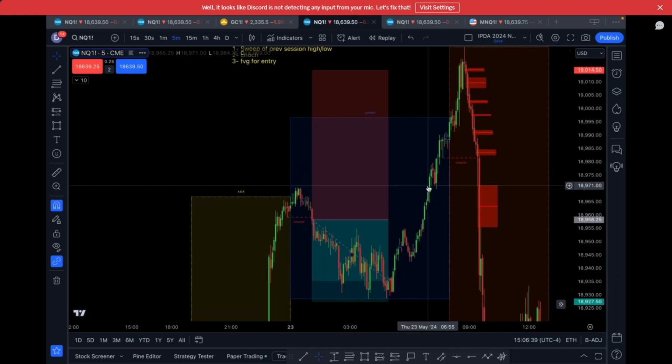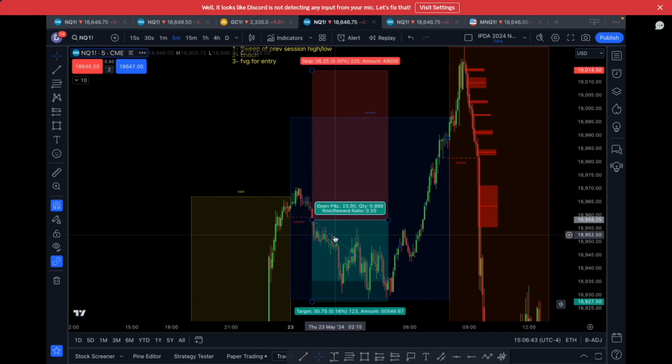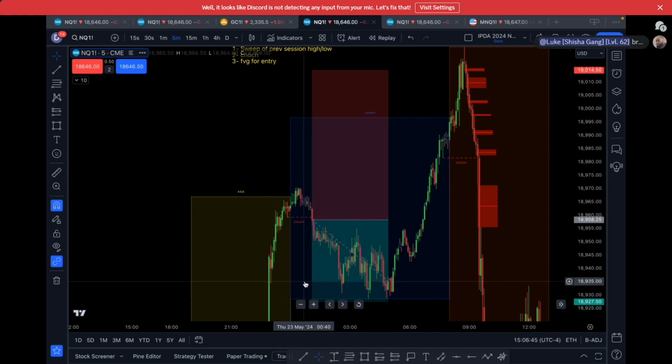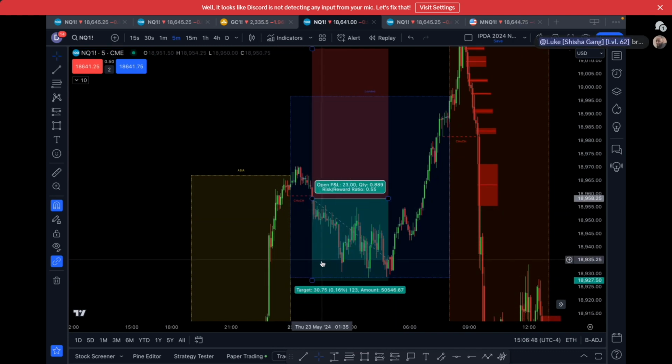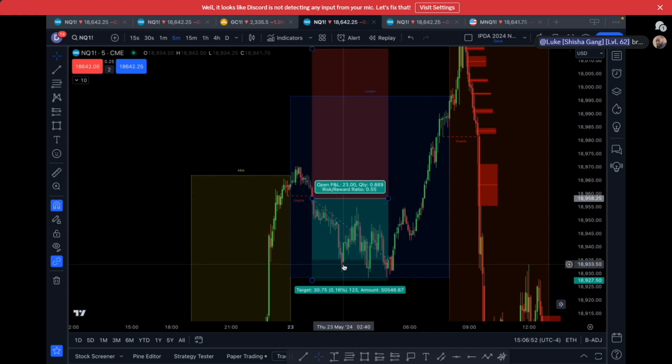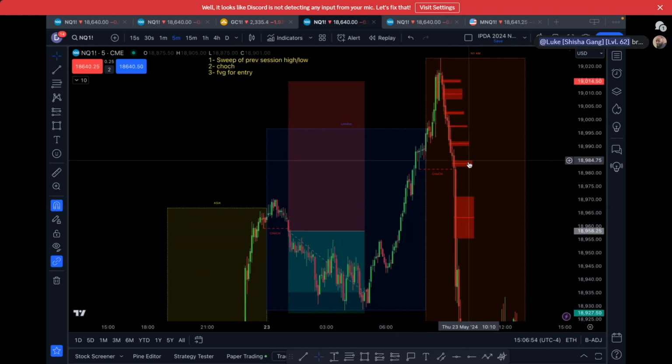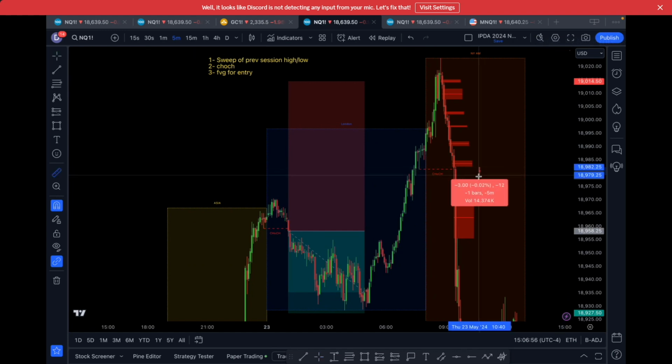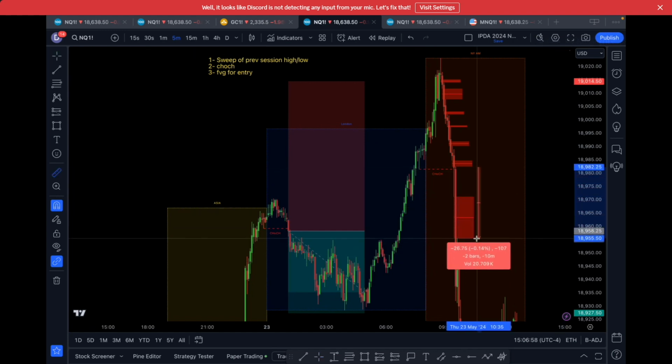But for London, as a general rule, if you want to trade any sweep setup in London, you're looking for 100 ticks, no more than that, because London doesn't expand more than 100 to 200 ticks. This whole range is not even 100 ticks. But in New York time, from here to here is 100 ticks.